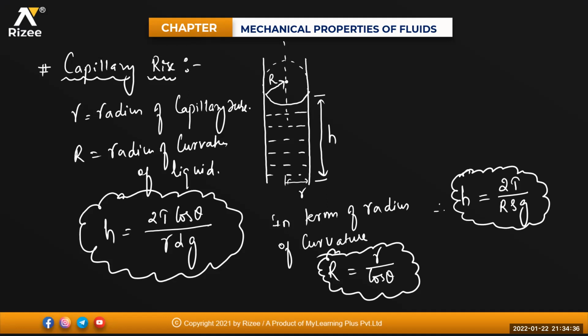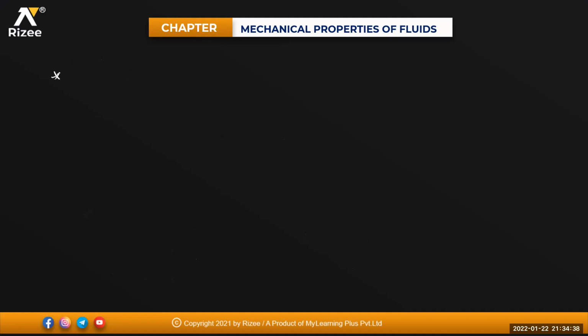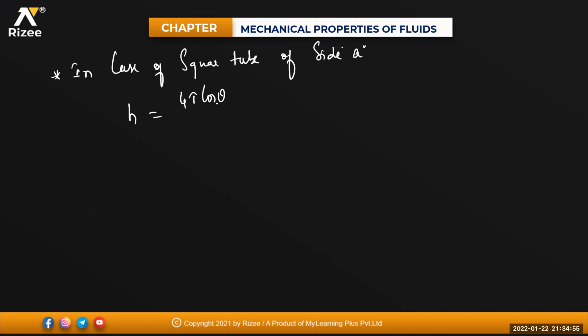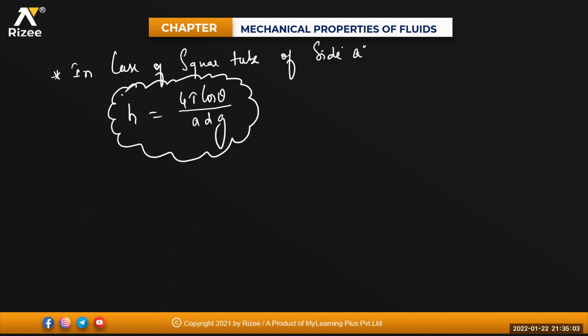Now in case of a square tube of side a, the height h is equal to 4T cos theta divided by a rho g. Okay, 4T cos theta divided by a rho g, that is the relation.